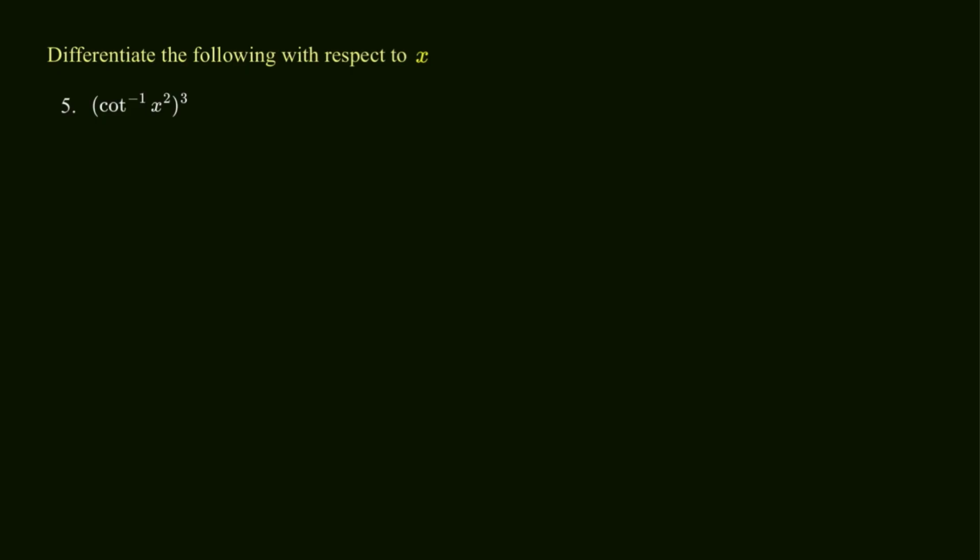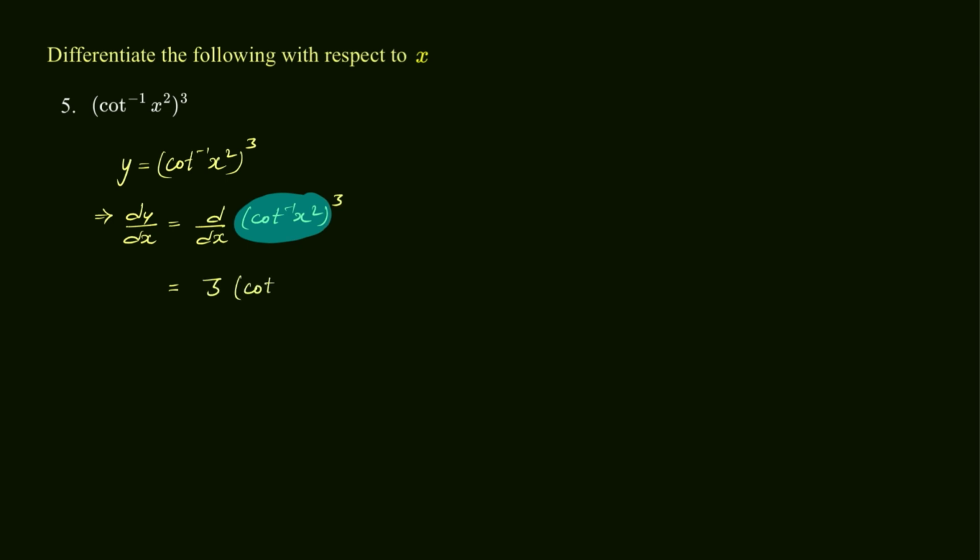Question number 5. Let y equal cot inverse x square whole cube. Therefore, dy over dx will be d/dx of cot inverse x square whole cube. Considering all of this as x, then we will have d/dx of x cube, and differentiation of x cube is 3x square, so we will have 3x square into d/dx of cot inverse x square.